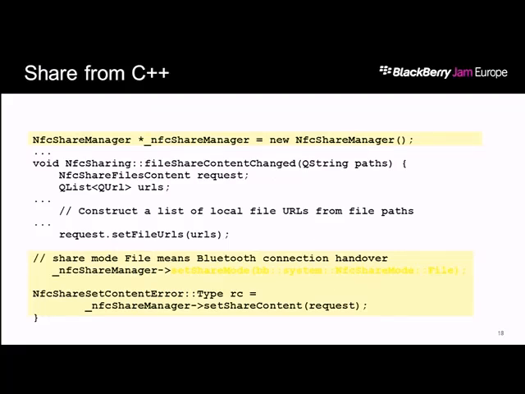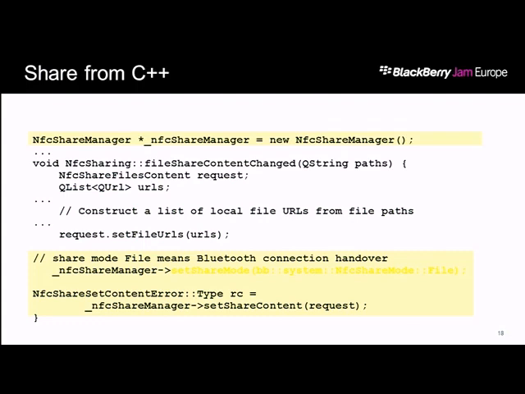This is another way you can use C++ to do this. This is, in fact, the code that implements the demo that we saw, transferring data over Bluetooth. We use something called NFC Share Manager. You basically set it up. You provide it with a list of paths to files, like image files or audio files or whatever. So that appears in the QList of URLs.